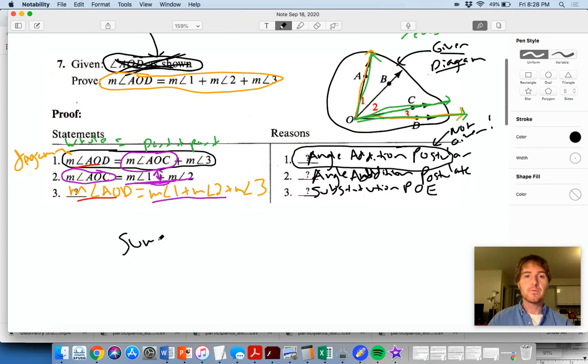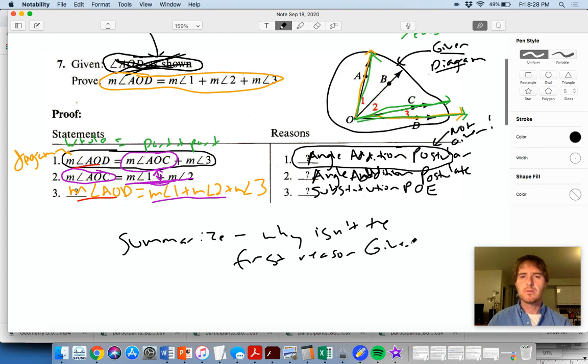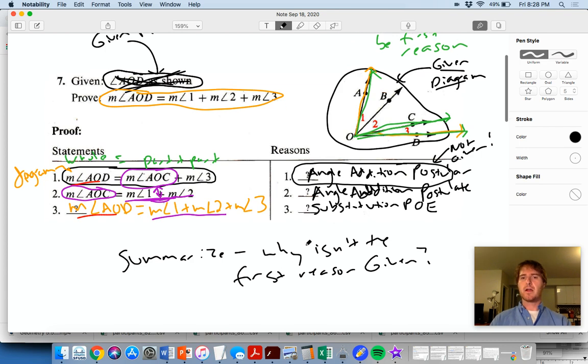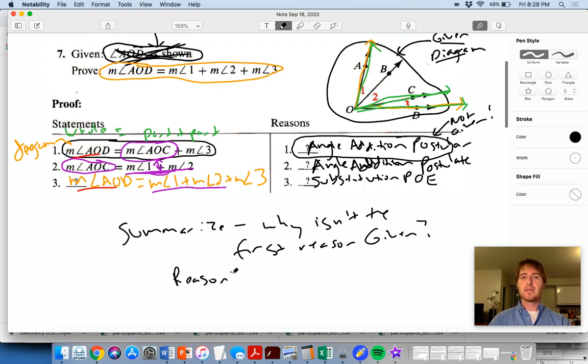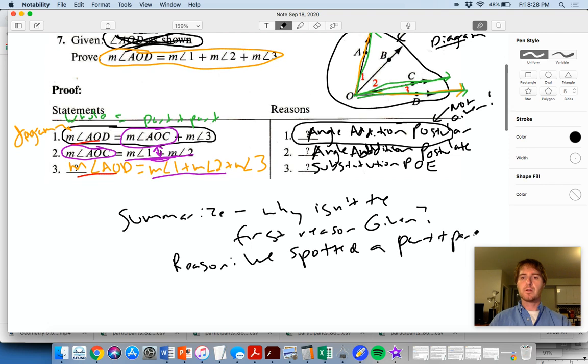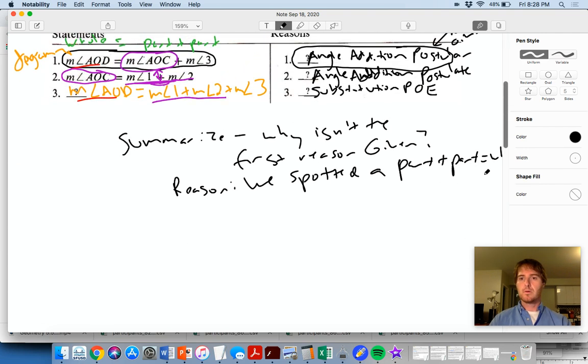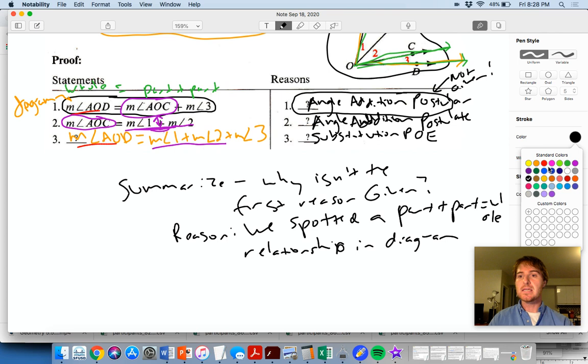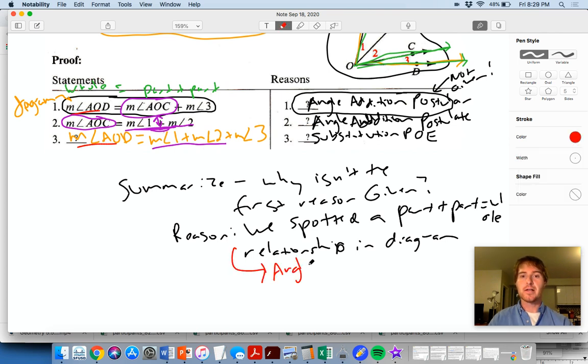So to summarize, why isn't the first step given? Why wasn't it given? It was something different there, okay? And the reason is that we spotted a part plus part equals whole relationship in the diagram. And when we notice that, we can use the angle addition postulate.